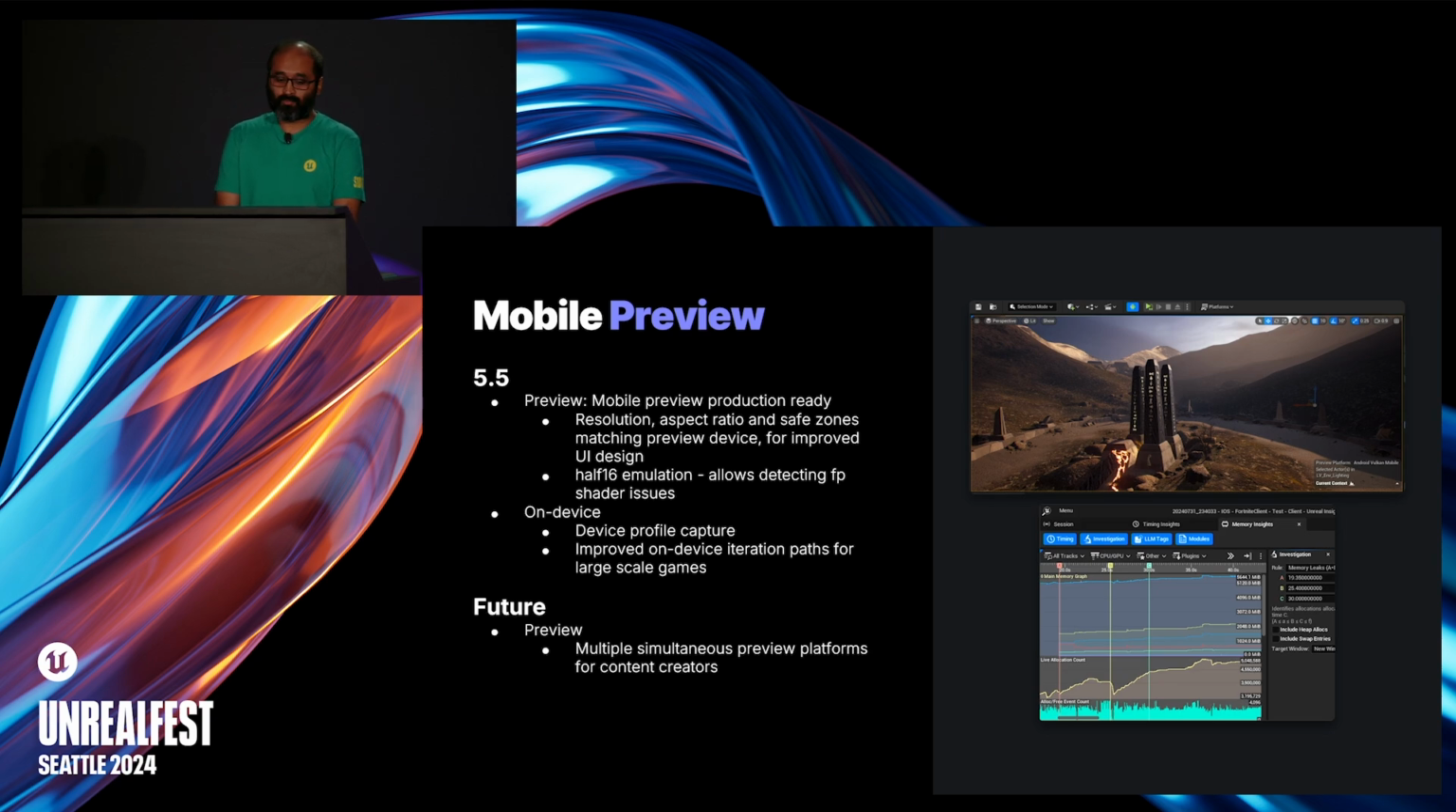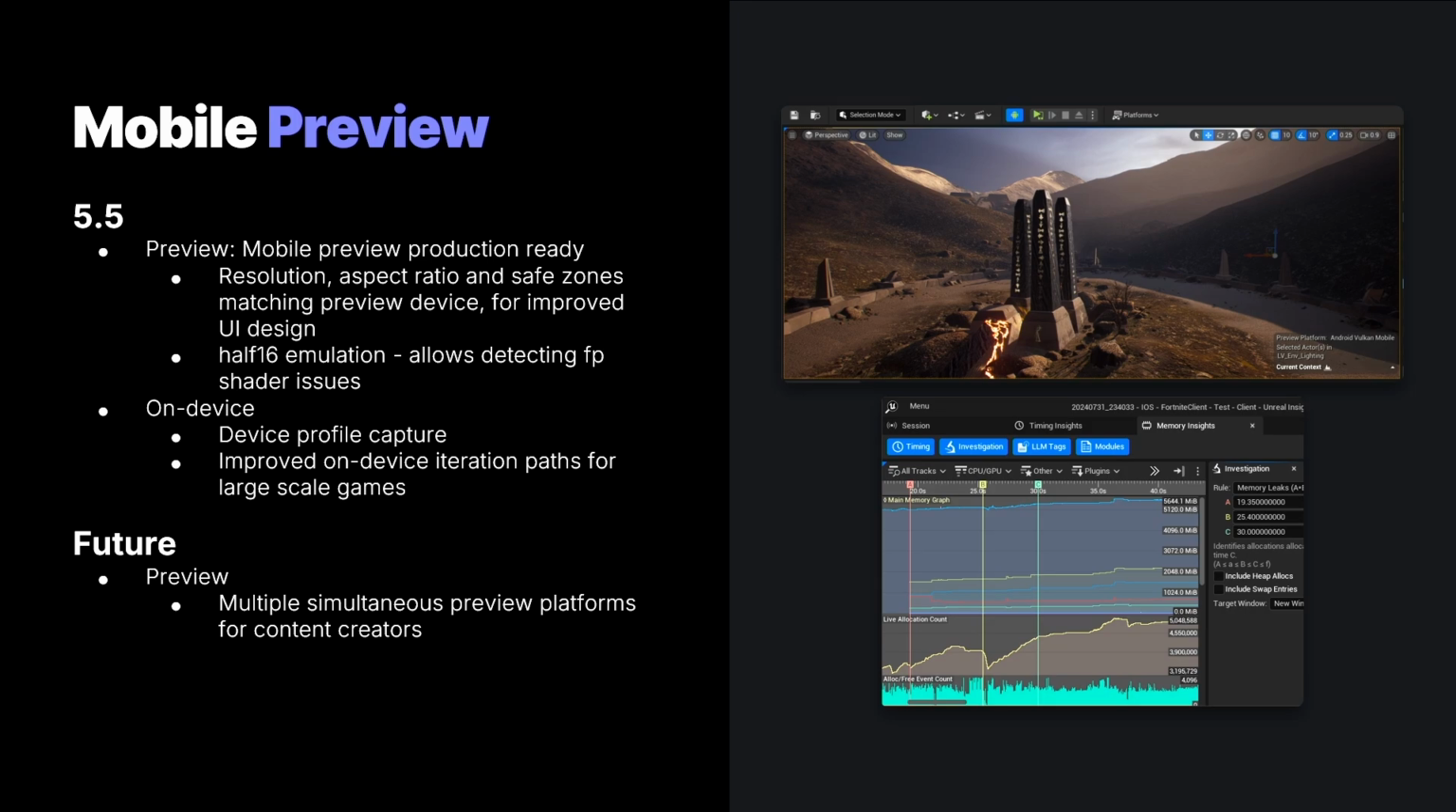For the future of mobile preview, right now you saw the mobile emulator or the preview happening on one device. You can also, in the future, have multiple simultaneous preview platforms running Unreal Engine builds, so that you can compare, run tests, and run builds, and that's also being worked on. There are also continued on-device iteration paths, and we also have the Unreal Remote app, which is also being revamped in future builds of Unreal Engine.